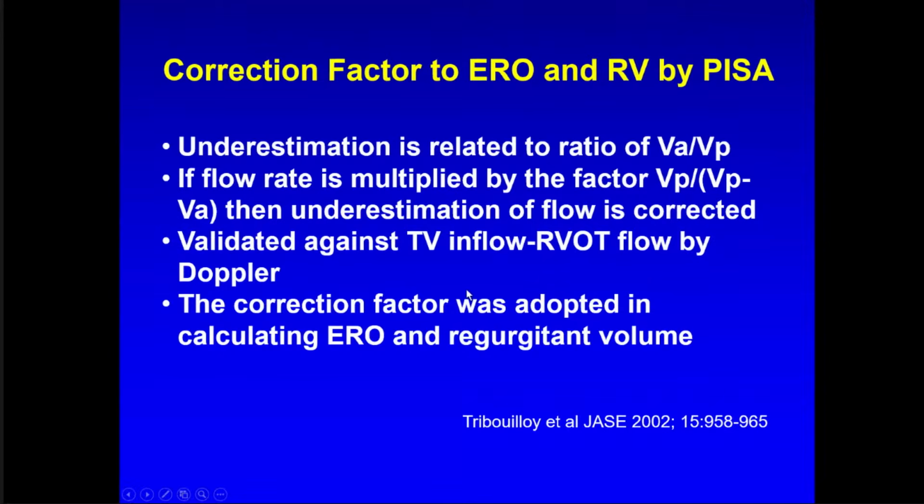It was validated against Doppler by itself. Basically, the tricuspid regurgitant volume was quantified as the difference between the tricuspid inflow, so area of the tricuspid valve multiplied by the time velocity integral, and the RV outflow tract, which is the net output of the right ventricle. And it was adopted by several investigators. However, I would say the guidelines do not specifically bring that issue up.